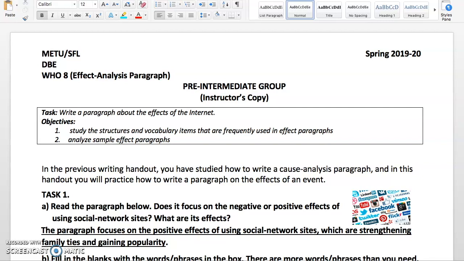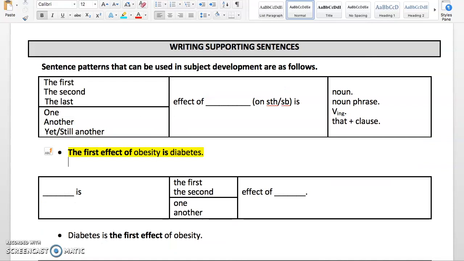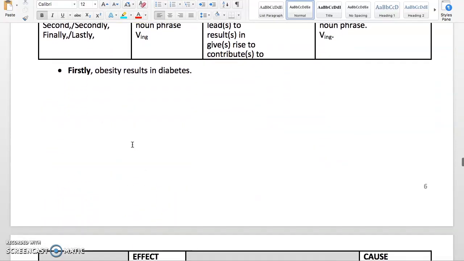In the first video, we started writing Handout 8 and we have done all the tasks until page 5. We will continue with how to write supporting sentences in an effect analysis paragraph. If you have watched the video for Writing Handout 7 and have done all the exercises there, you will see that the structures that you will need to write good majors and minors for an effect analysis paragraph are not much different. But still, please take a moment to pause the video and have a look at the charts here. Then we will have a look at them together.